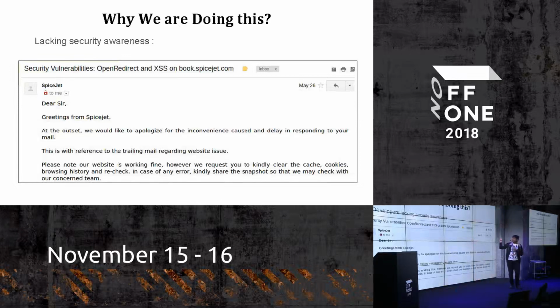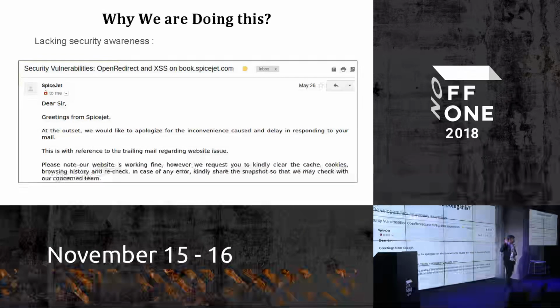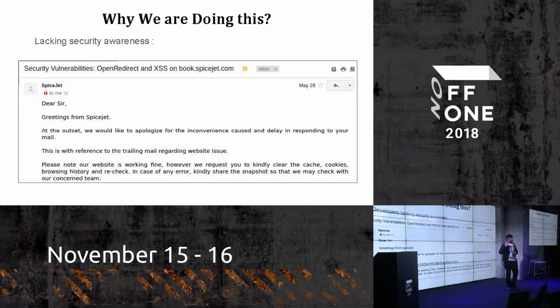When we reported an open redirect and XSS vulnerability on a particular website, this website deals with airline tickets and everything, where they will be taking credit card details. And this is the response we have received. As you can understand, people can't even understand it's a security-related issue. They are thinking it's some sort of client-side browser-related issue, and they're responding saying, hey, clear your cookies, cache, and try it again. This is the understanding people are having.